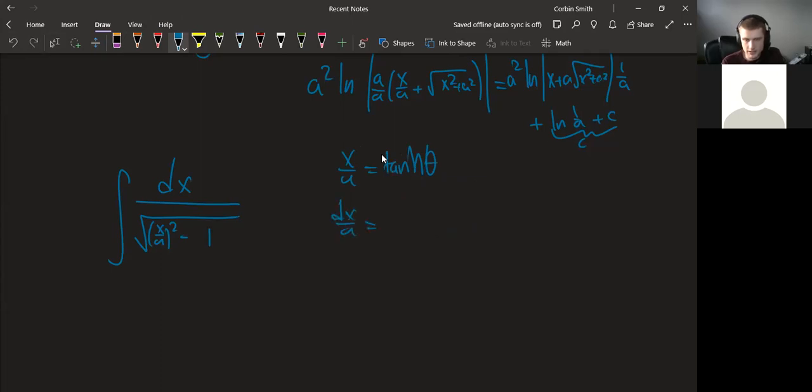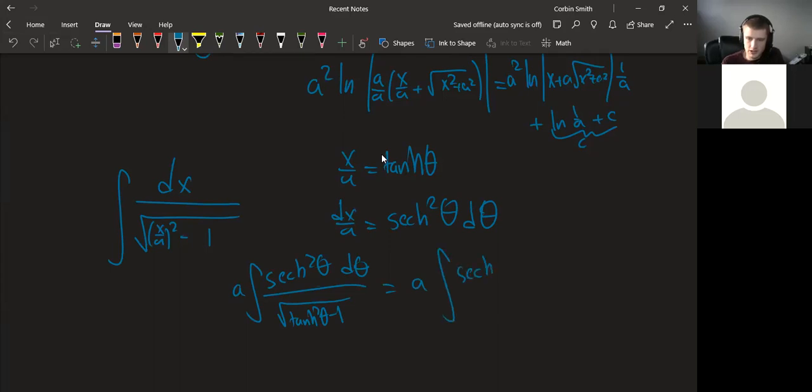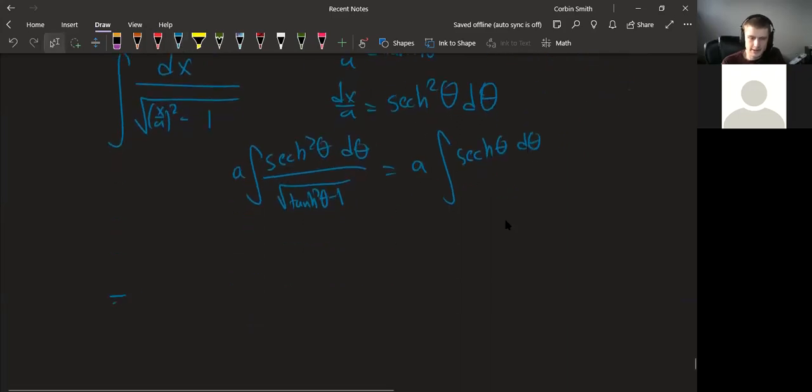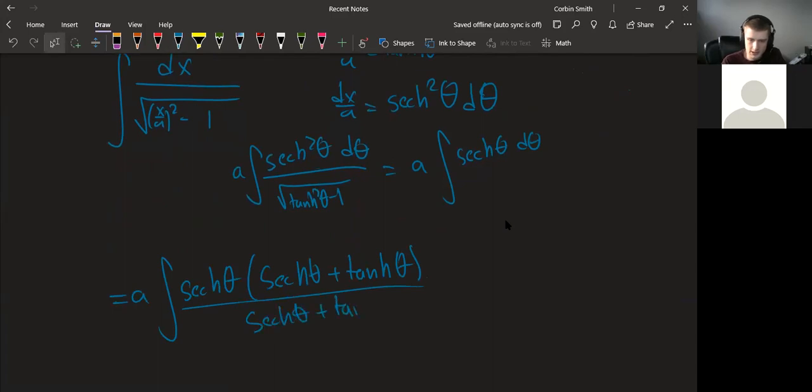So dx over a is equal to sec squared of theta d theta. So we get sec squared theta d theta times a divided by square root of tan squared theta minus 1. Okay, so yeah, it's equal to a times sec theta d theta. And then this is an integral we just have to know the stupid trick for. Sec theta plus tan theta.